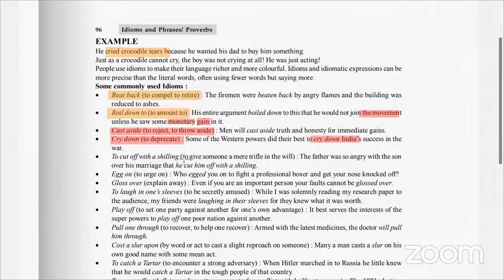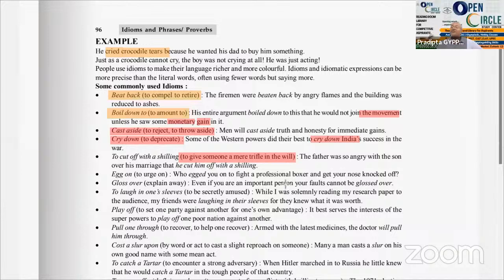To cut off with a shilling, to give someone a mere trifle in the will. Sir, what is the meaning of mere trifle? Okay, and the will. What do you mean by the will? Will in Odia is called Ichhapatra. When somebody is about to die, he declares who is going to own the property, the inherited property. So this is called the will.